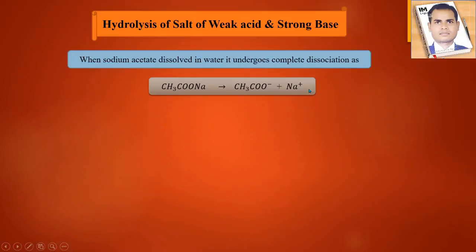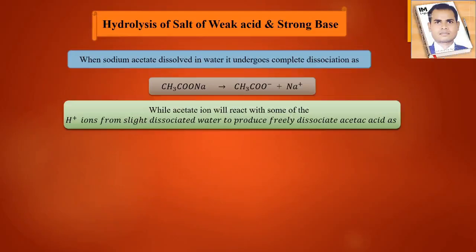In this way you will get the ions, while acetate ions will react with some of the H plus ions from slightly dissociated water to produce the freely dissociated acetic acid. We have taken the sodium acetate into the water, so in the water, ions of H2O are present. If you see the dissociation of water, you will get H plus and OH minus. So some acetate ions will react with the H plus ions.